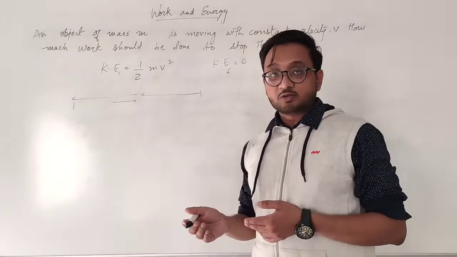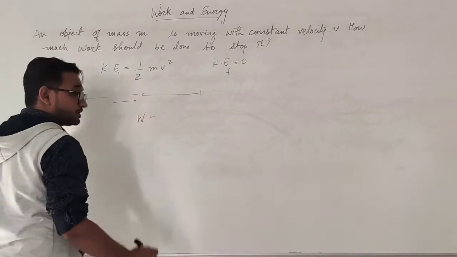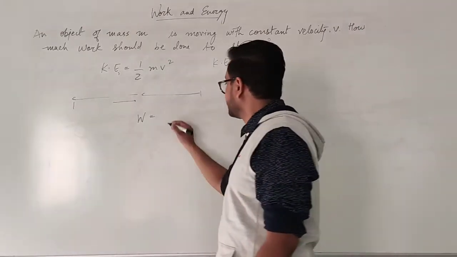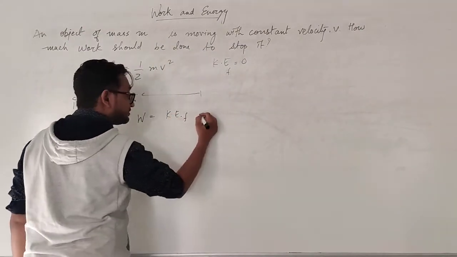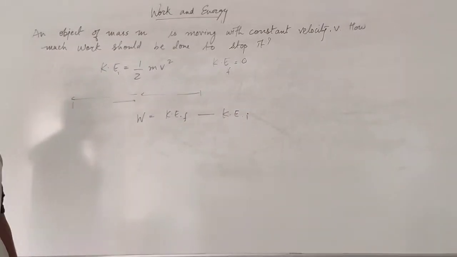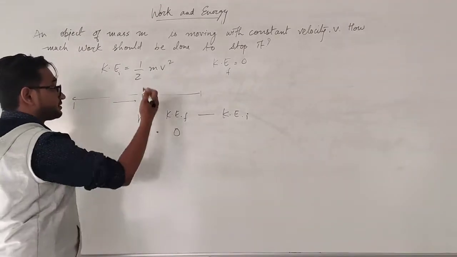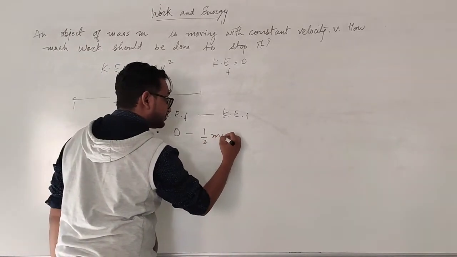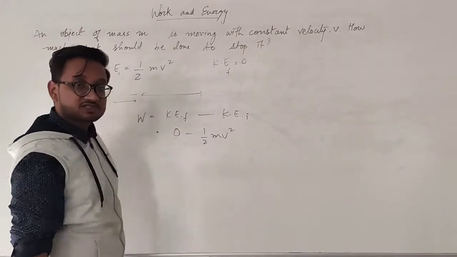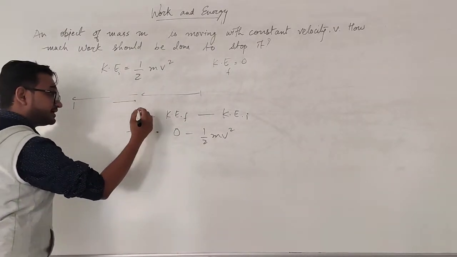What we are going to do is find out how much work is done. So work done is equal to final kinetic energy minus initial kinetic energy. Simple. So final is 0 and initial is half mv square. But I already said that you are applying the force in the opposite direction to stop it, and therefore over here you will have negative work done.